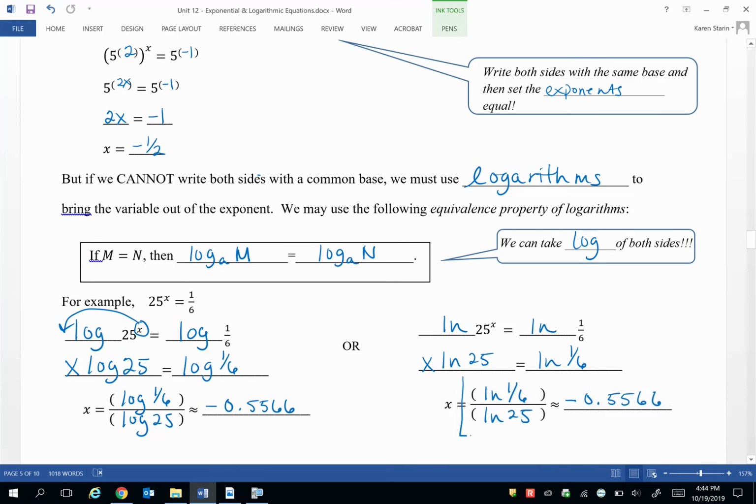Just remember that what I just boxed in there, ln of 1/6 divided by ln of 25, or log of 1/6 divided by log of 25, are exact answers.